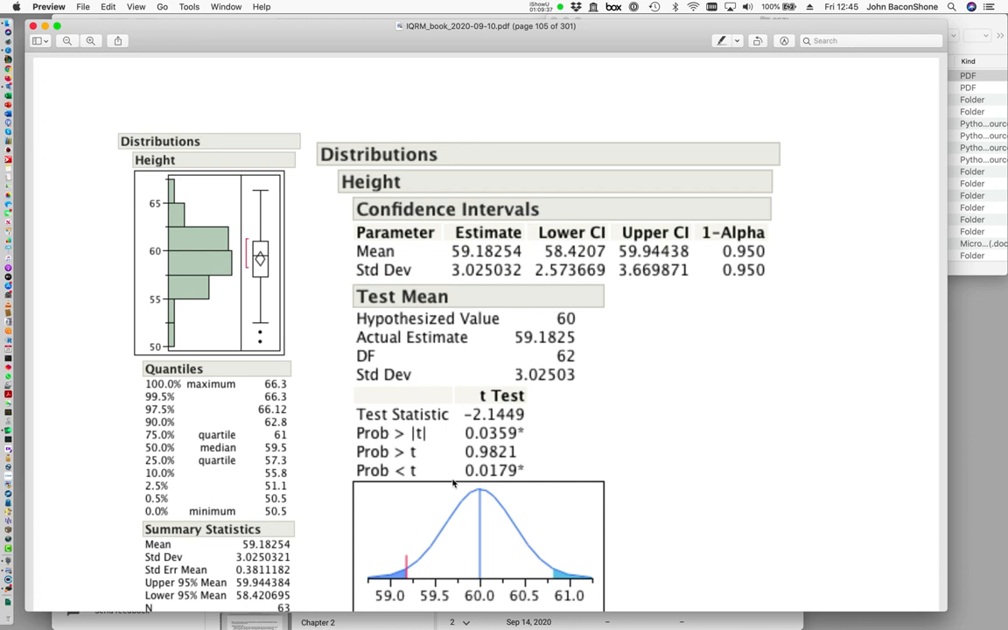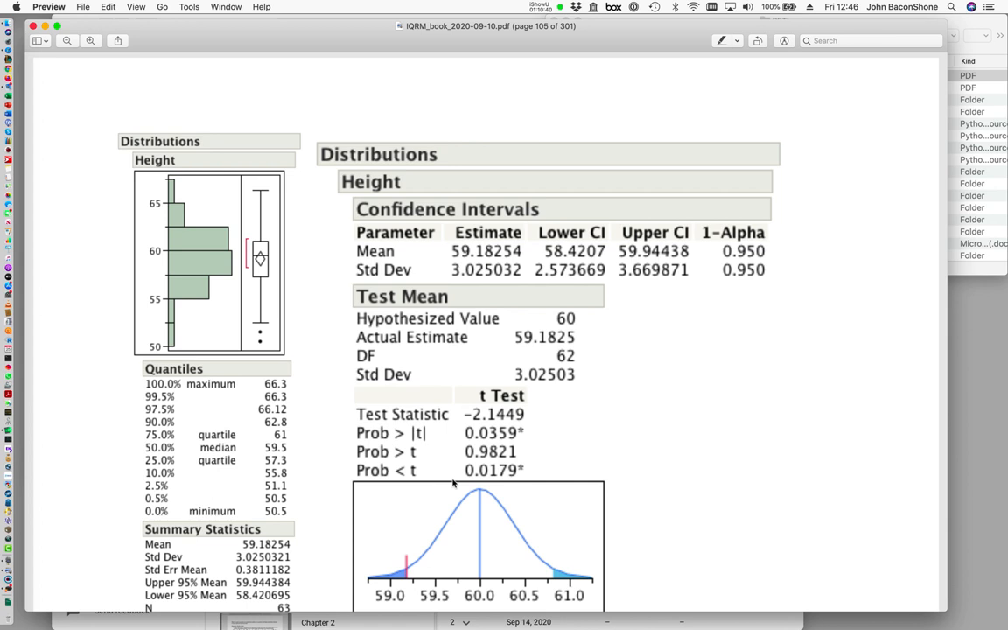Now we come to the hypothesis test. We've hypothesized that the value should be 60. Our sample estimate is 59.18. The degrees of freedom, I said, is 1 taken away from the sample size, so it's 62. The standard deviation, we said, is about 3. Remember, the t-statistic will be the difference between the hypothesized value and the actual estimate, divided by the standard error. So 60 minus 59.18 is about minus 0.8. The standard error, we said, is about 0.38. So the test statistic is minus 2.15. We would reject this if we were using a z-test, because that's outside the range of plus or minus 1.96.